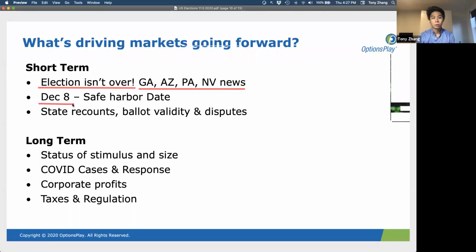Until December 8th, when the Electoral College gets together, what we call the safe harbor date, and votes based on the outcome of the election, until that date happens, the election is technically not over. And between now and then, quite a bit can happen.